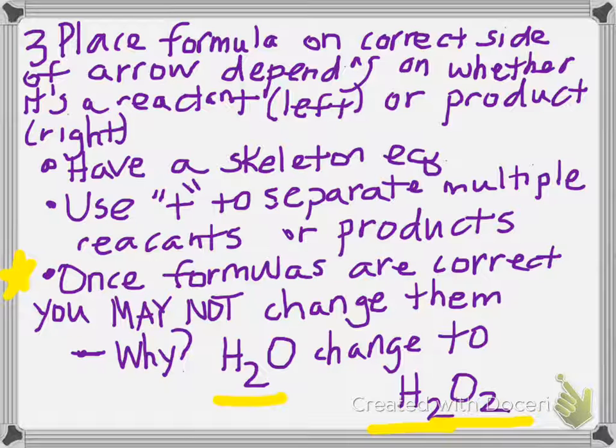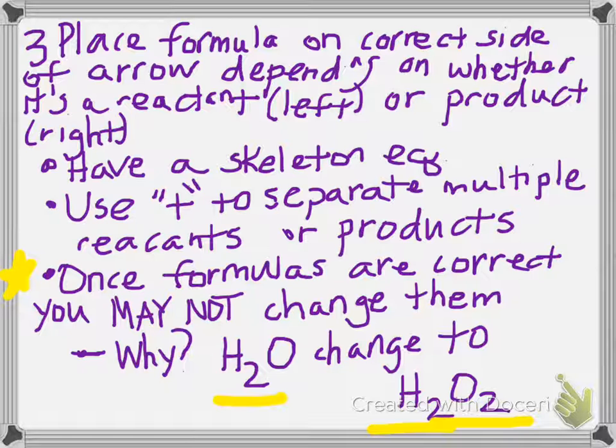Remember, in our skeleton equation, we're going to use a plus sign to separate multiple reactants or products. So if we have more than one reactant or more than one product, we use a plus sign between those to separate them. And very, very important here, once our formulas are correct, you may not change them.